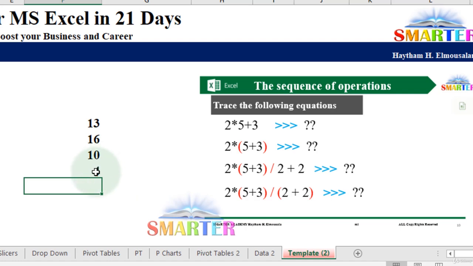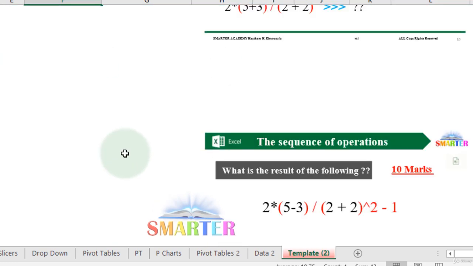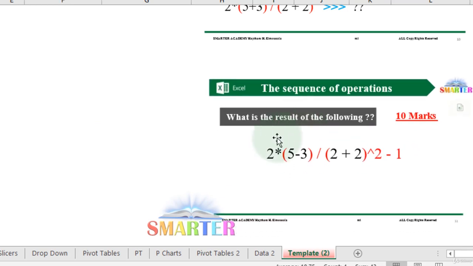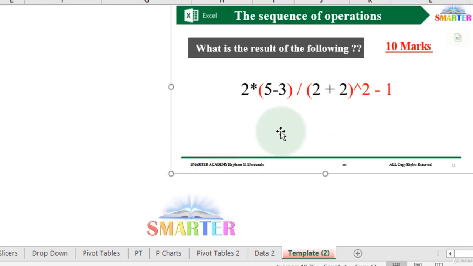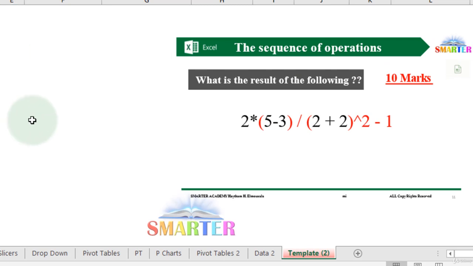And that's right. Okay, if you don't understand anything, please let me know and we will discuss it in more detail. Okay, so let's try to solve this equation. What is the result of this formula? Let's write it. Let's practice writing it.